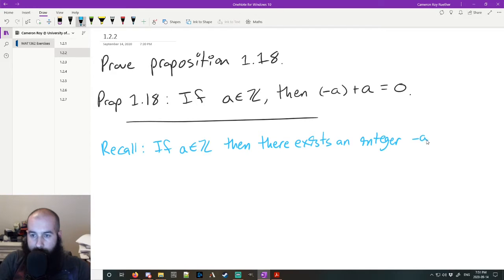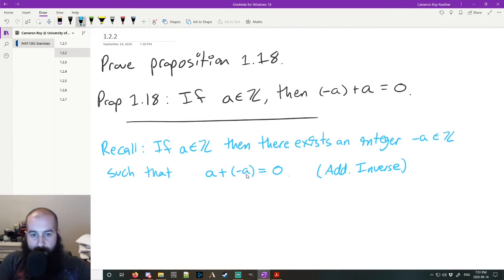called negative a, such that if we add a to negative a, we get 0. And this is called the additive inverse. This negative a is the additive inverse of a. And again, it's not quite the same.